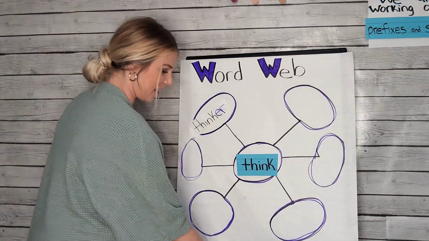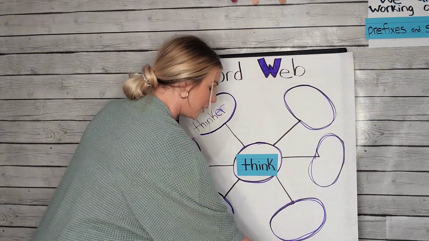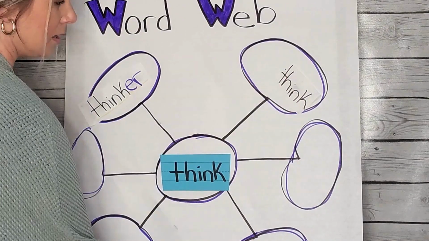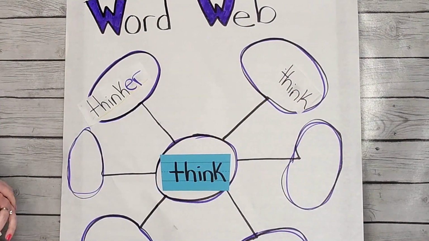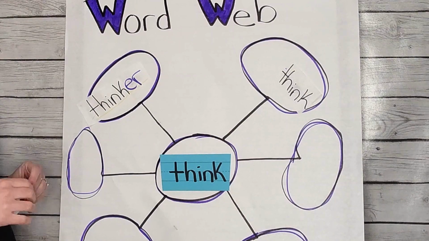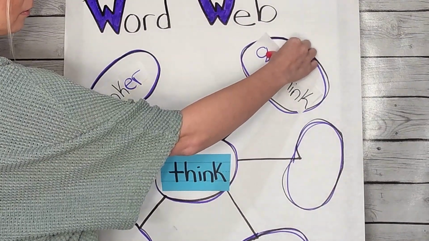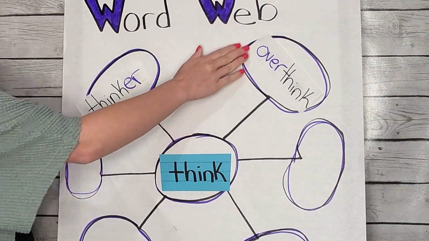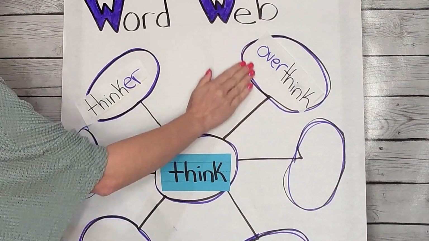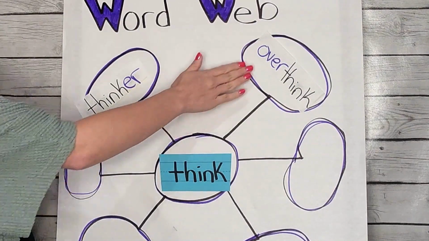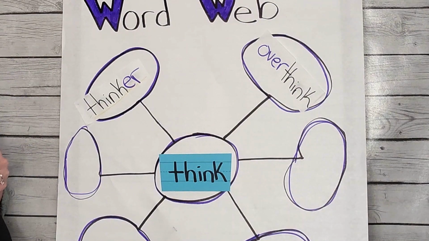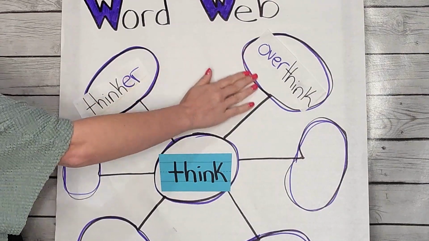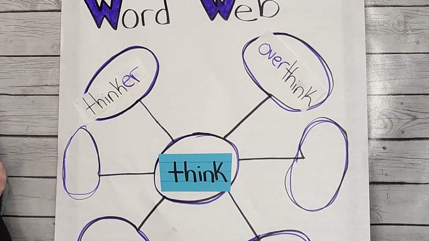All right, are you ready to try our next one? This time, I'm going to put our base word up again, think. But this time, what happens when I add the prefix over? What word did I create now? Overthink. I know my prefix over tells me that this is something to do again. So I'm thinking again. To overthink means to think again or to think too much.